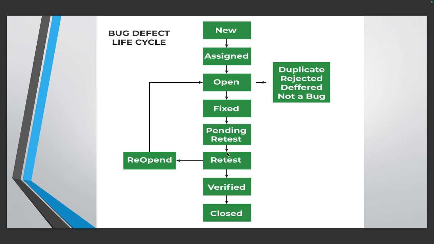At this retest state, the tester starts the work of retesting the defect to check whether the defect is fixed by the developer or not. And the status is marked as retesting.